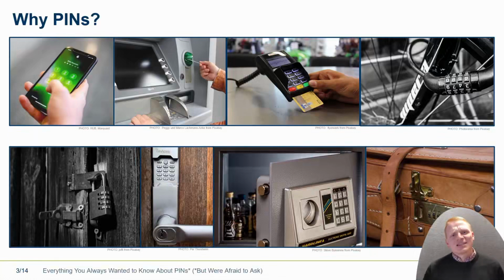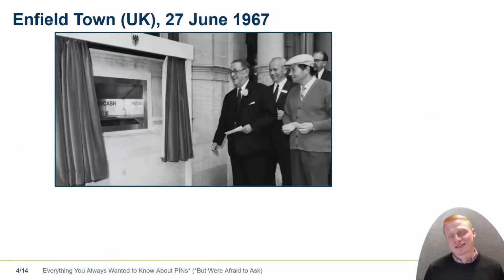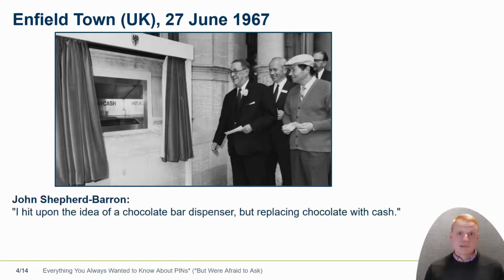Okay, let's go back in history, because we have seen there are many occasions where pins are used nowadays. What was one of the first occasions where pins were used in the past? We're in London, or Greater London, June 27th, 1967. That was the event where the first ATM was opened. The first ATM was invented by John Shepherd Barron, and he had the idea, well, I can basically get a chocolate bar everywhere. Why can't I get money everywhere?